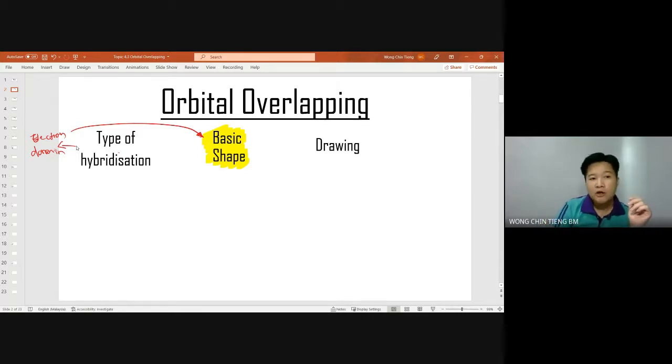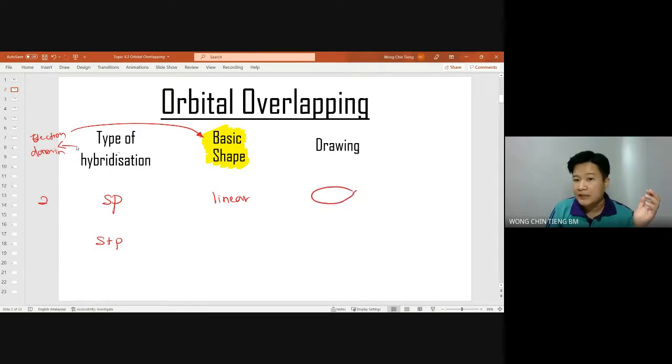Contoh, maksud Miss Wong, when the electron domain is 2 over here, your type of hybridization is SP, where you have your S plus P over here. Knowing that the basic shape of your SP is linear. Agree? So when you draw the SP hybridized orbital, the shape should be linear. Okay? And kenapa hanya 2 lobe?